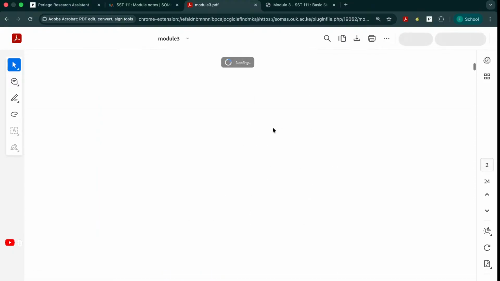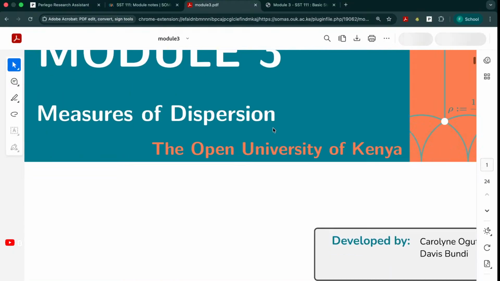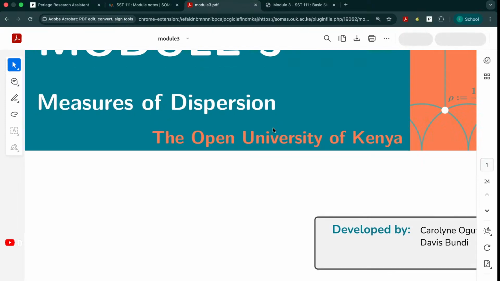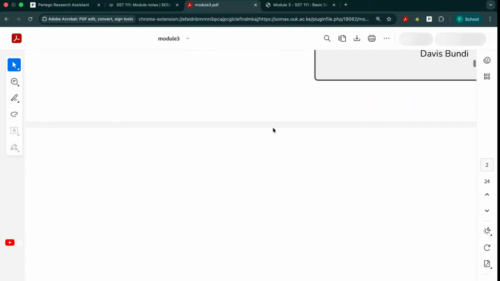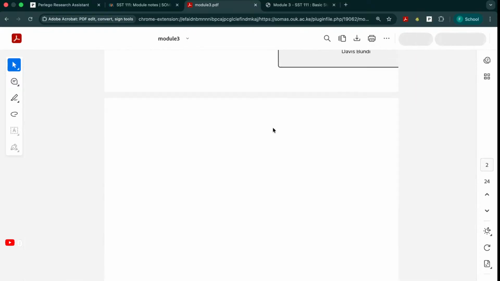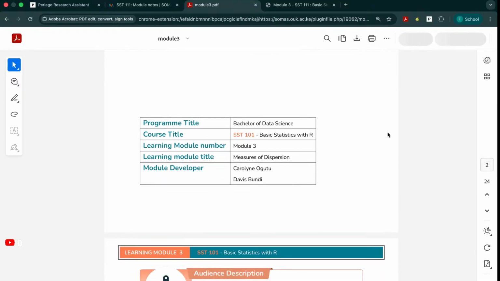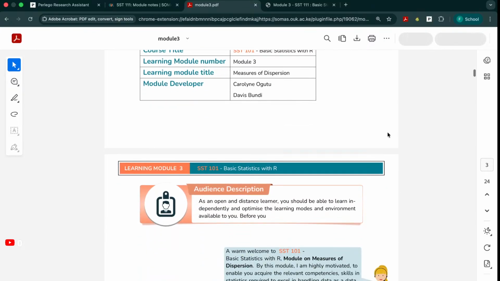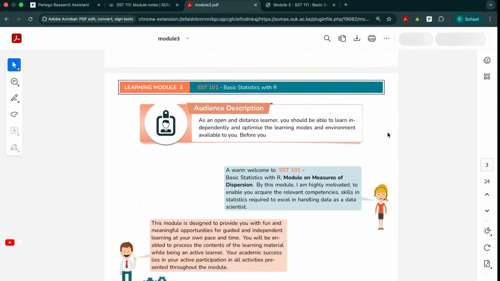Measures of dispersion: we have range, standard deviation, variance. If we talk about dispersion in simpler terms, dispersion means how spread out your data is. So you can use range.